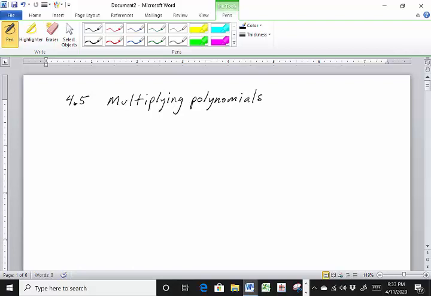So recall, way back when we first started the semester, section 1.6, where we learned some properties. Remember the commutative property and the associative property and so on, and that was over addition and multiplication. So we also talked about the distributive property.